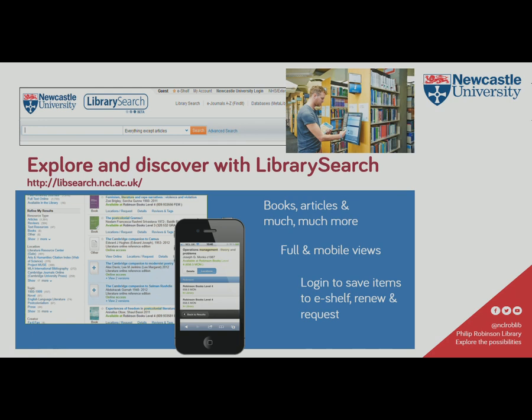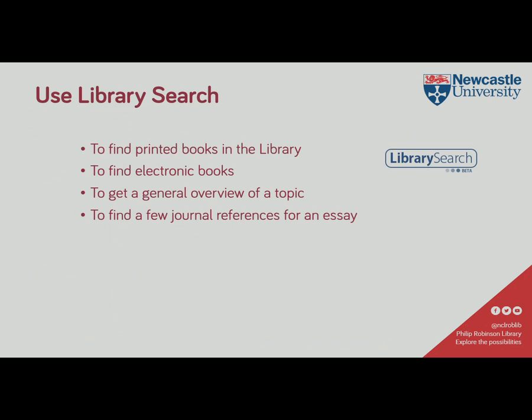Library search is our main point of access into our holdings as a library, so ebooks and books. It's a great place to start to find printed books in the library, to find electronic books, and just to get a general overview of the literature, and also to find a few journal articles for an essay. It's not the only place to look, so I'd say probably start with library search, and then decide where you're going to go next, whether it's a specialist database, which one, or an ebook collection, and we'll touch on that a bit later.